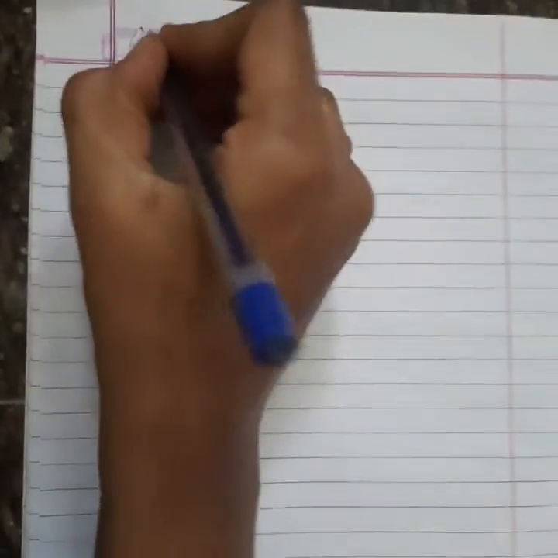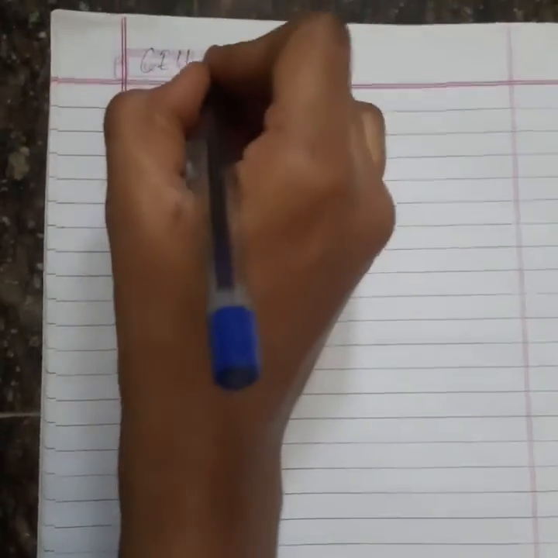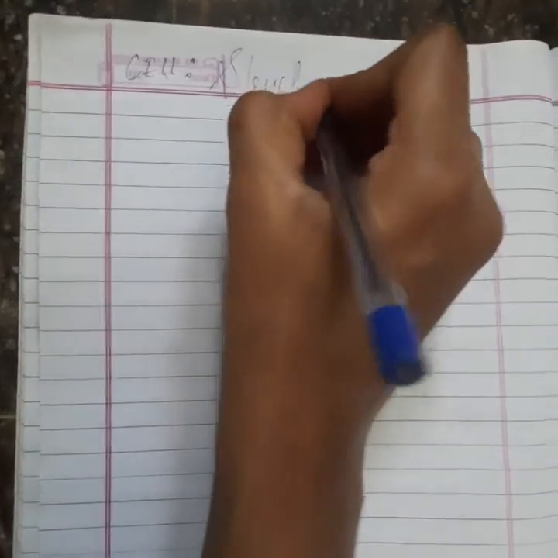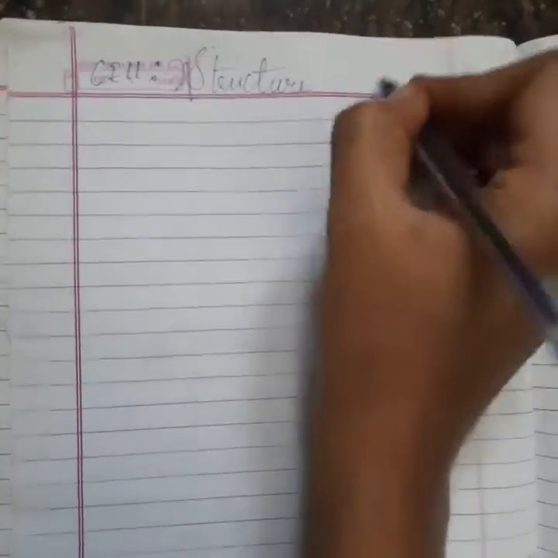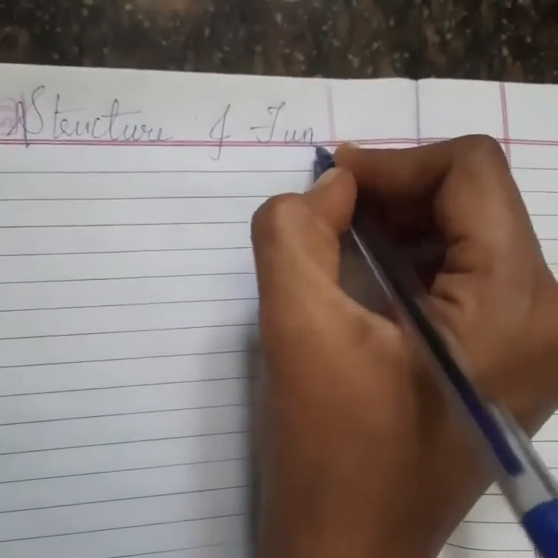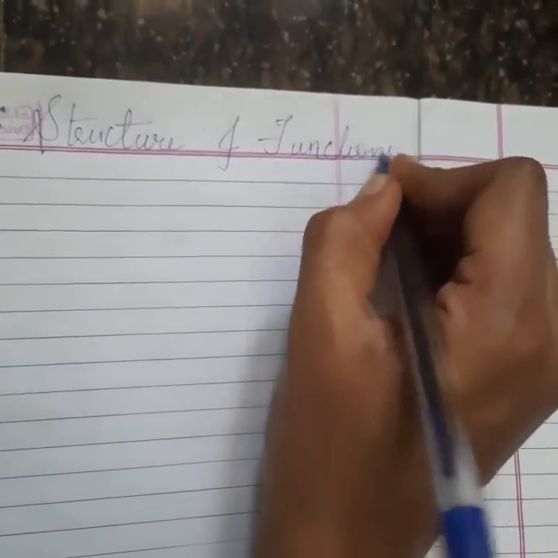So today in this class I am going to continue the chapter which we were discussing in the last class. What is the name of our chapter? Cell structure and function. Let me write the name of the chapter here. Cell structure and functions.